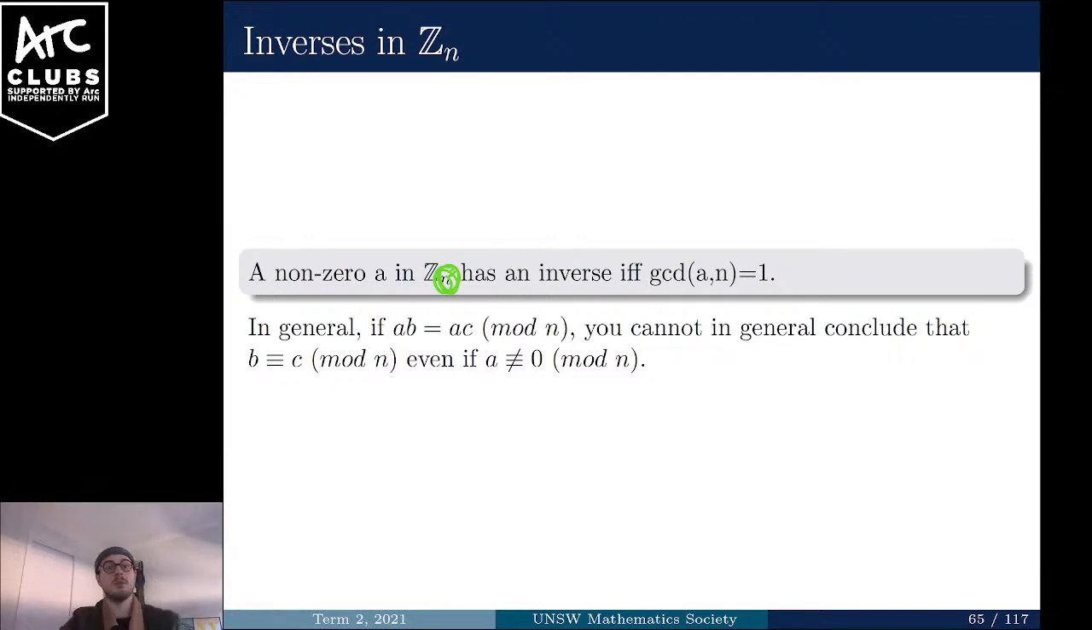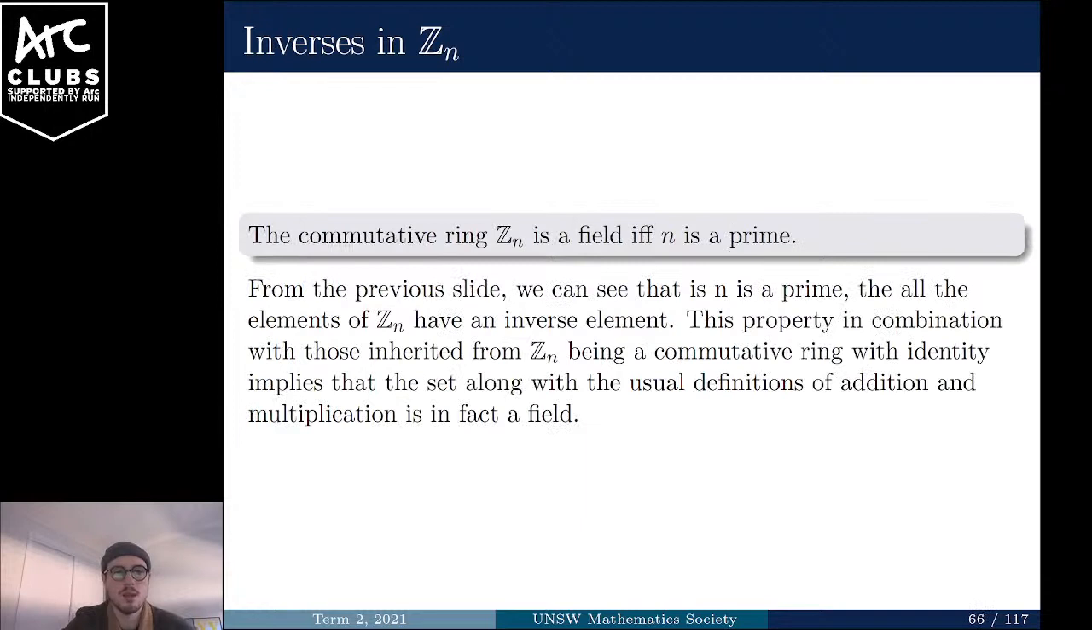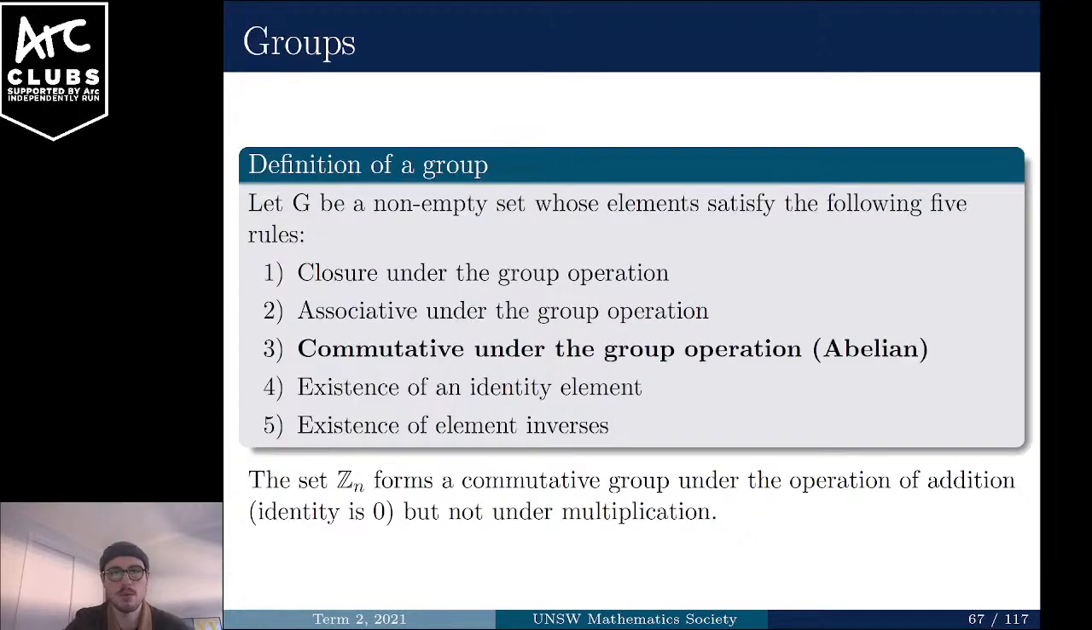A non-zero a in Zn has an inverse if and only if the GCD is 1. GCD 1 means that they're relatively prime, and we want to find all the ones that are relatively prime because those are the ones that have inverses. This is something we touched on before, just reiterating and building it up because we're going to use them in an example.